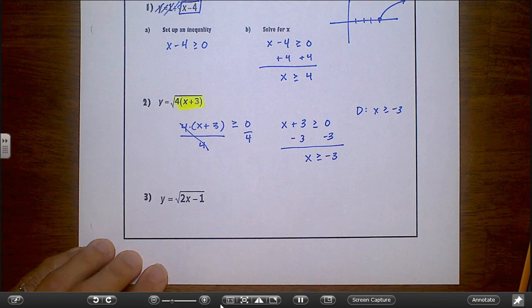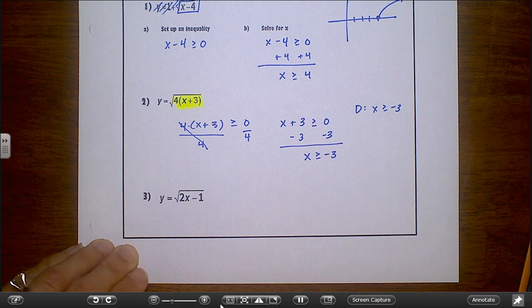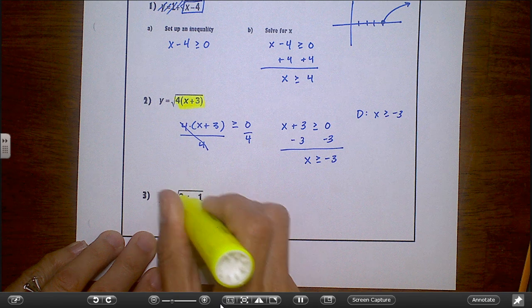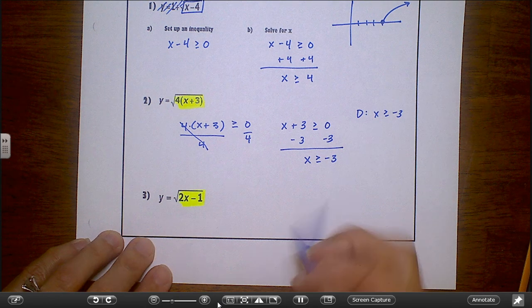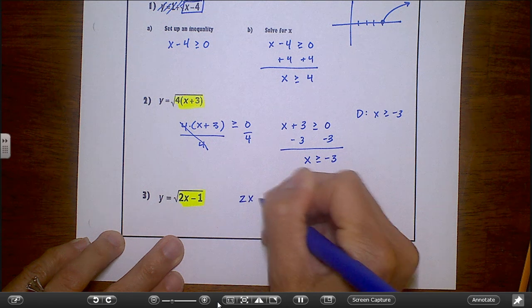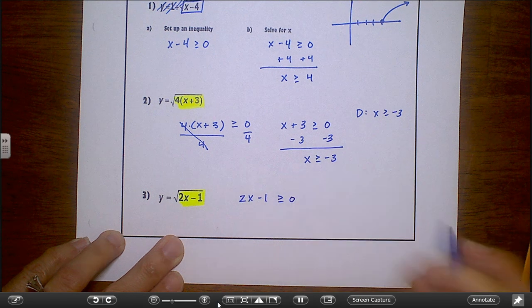All right, last one. Y equals the square root of 2x minus 1. Sorry, I'm sorry, square root of 2x minus 1. And so I just take 2x minus 1 greater than or equal to 0.